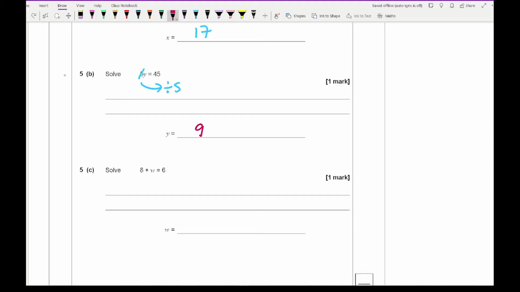And what plus 8 gives you 6? Well, if we take away the 8, we've got 6 minus 8, which is minus 2.